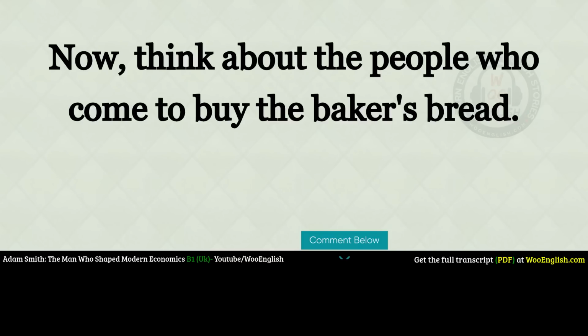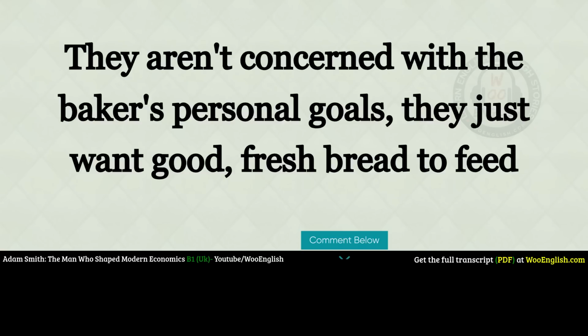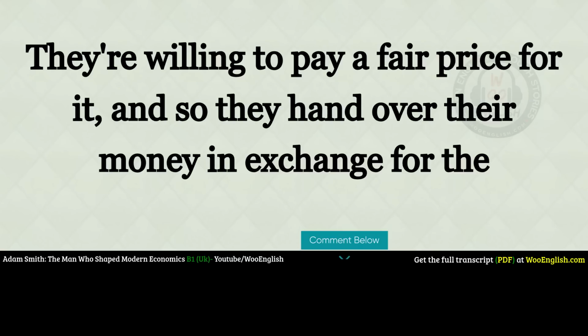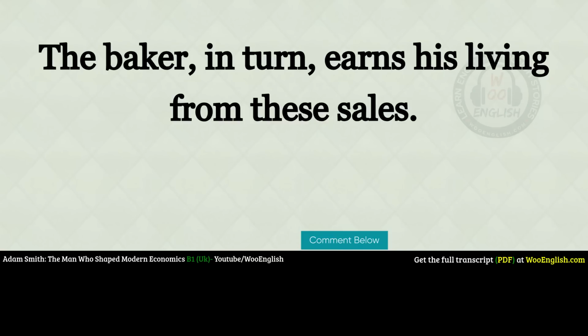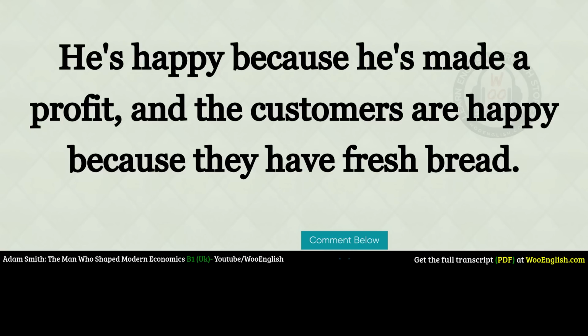Now, think about the people who come to buy the baker's bread. They aren't concerned with the baker's personal goals, they just want good, fresh bread to feed their families. They're willing to pay a fair price for it, and so they hand over their money in exchange for the bread. The baker, in turn, earns his living from these sales. He's happy because he's made a profit, and the customers are happy because they have fresh bread.